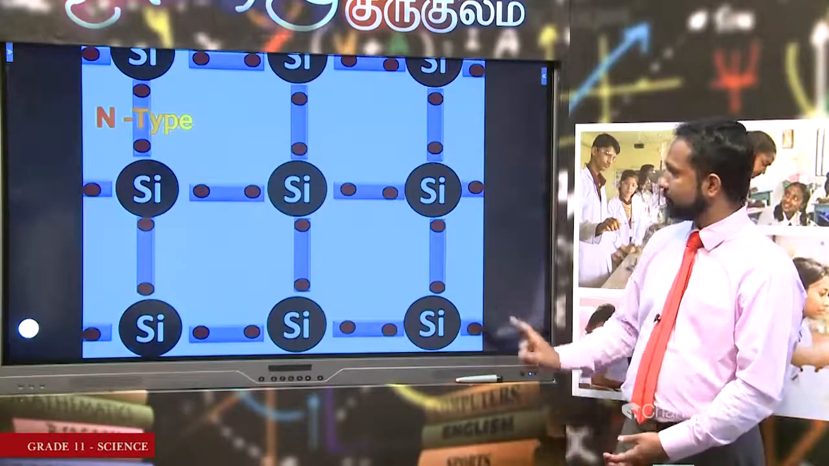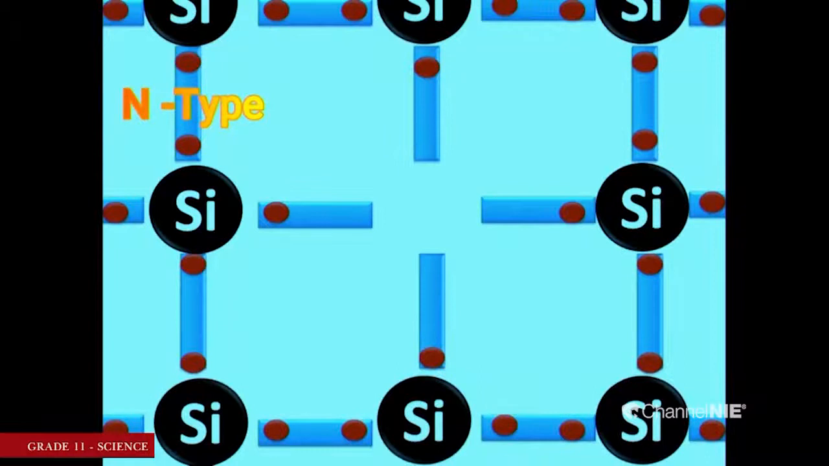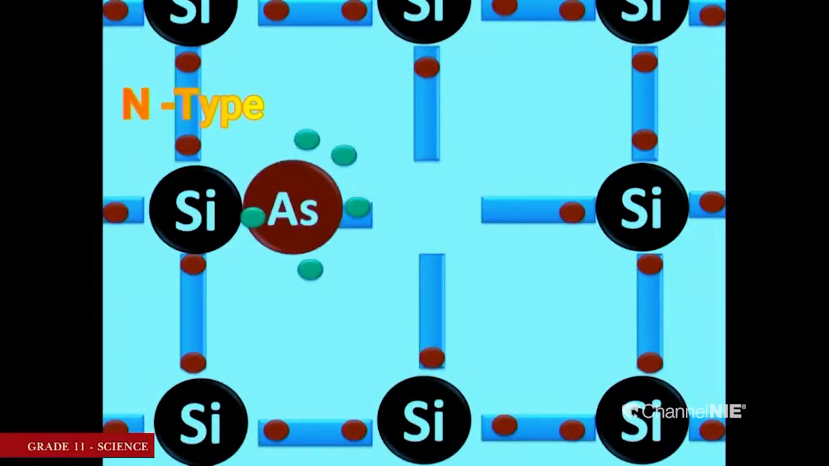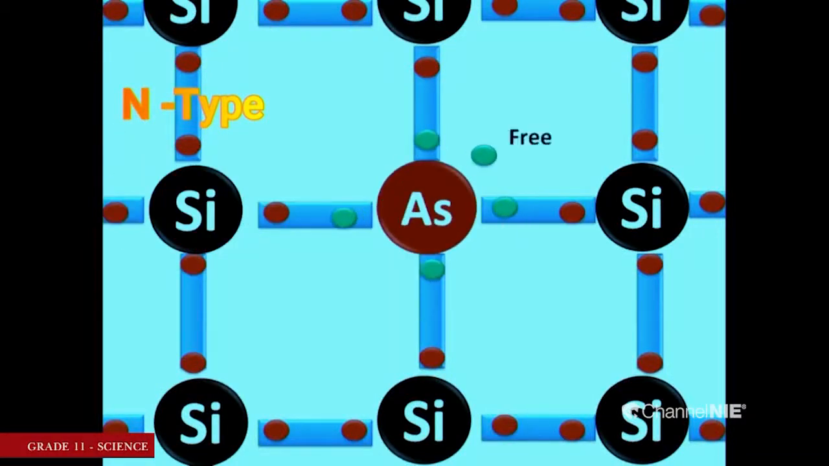Here, instead of a silicon atom, we replace it with arsenic, which belongs to group 5. You can see that arsenic contains 5 electrons. 4 electrons form covalent bonds with the nearby silicon atoms, and there is no chance for the fifth electron to make a bond. As a result, when one arsenic atom is doped, one additional free electron will be added to the silicon.